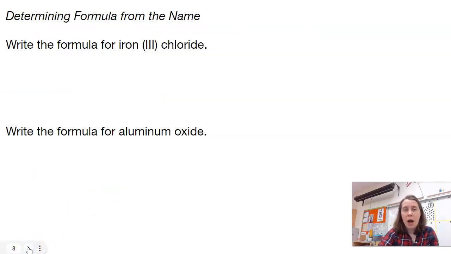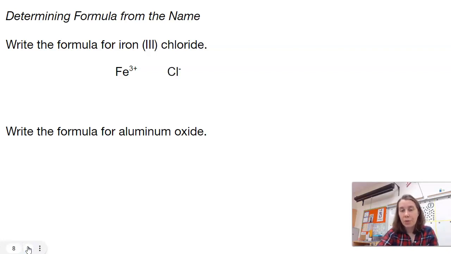All right, so now we'll do the opposite. So when we have a Roman numeral in our name, we just go back from the charge that it has. So it's given as a 3 here. That means the iron has a +3 charge in our compound. All right, chloride is in column 7A, so we know it has 7 valence electrons. It wants 1 more, so it's going to have a -1 charge.